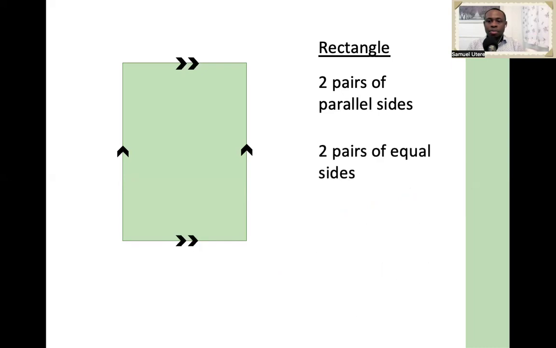Let's talk about the first one, the rectangle. A rectangle has 2 pairs of parallel sides, and we can see them there. Parallel sides all move in the same direction and they will never meet. And it has another pair of parallel sides there. It also has 2 pairs of equal sides. So for a rectangle, you know that the opposite sides are equal in length. If that side is 7 centimeters, the other side will be 7 centimeters. If that side is 4 centimeters, then this side will be 4 centimeters.